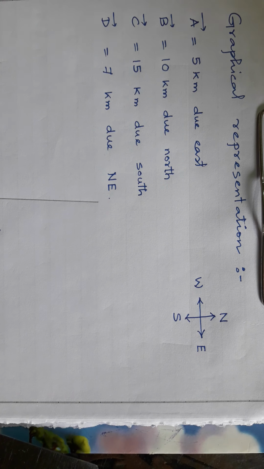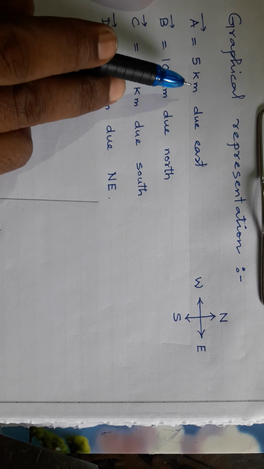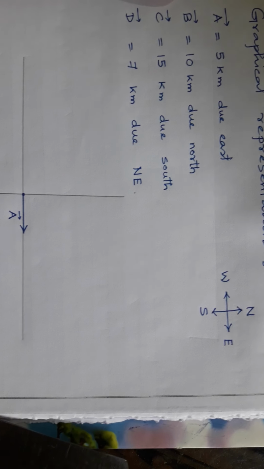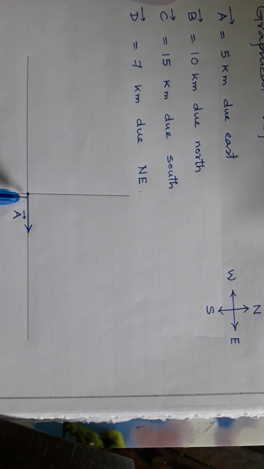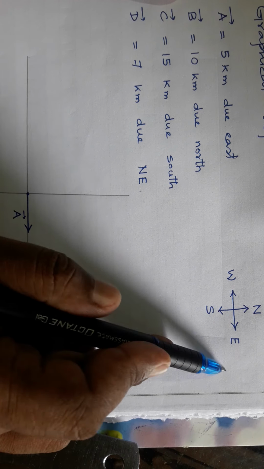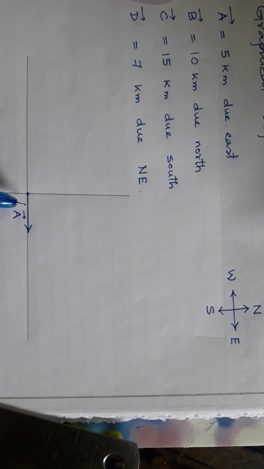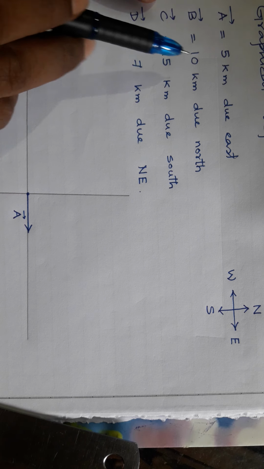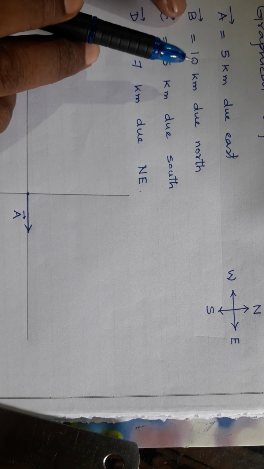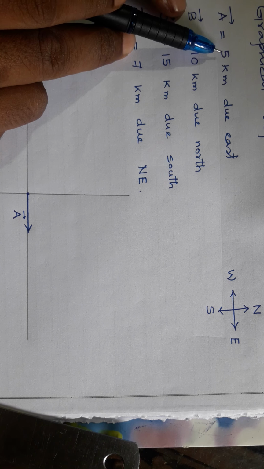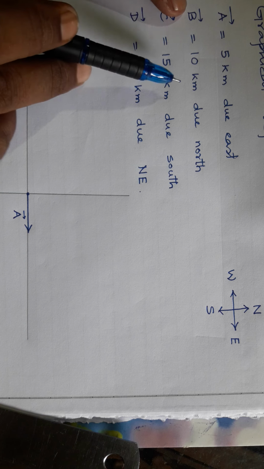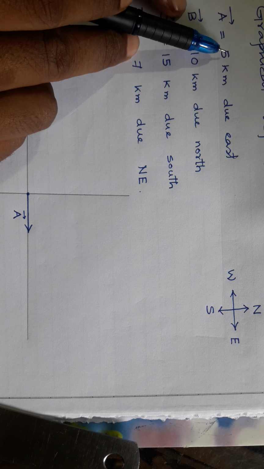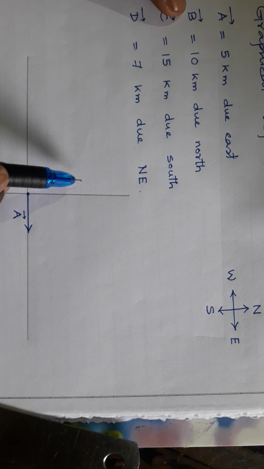Graphical representation of a vector. Now suppose A equals 5 kilometer due east. To represent A, we will draw a small straight line directed towards east. This is 5 kilometers. So a particular length, say 2 centimeters, is taken as 5 kilometers. You can take any length. But next, when you write 10 kilometers, the length of B should be double that of A. Because what is the value of A? 5. What is the value of B? 10. So B is double of A.